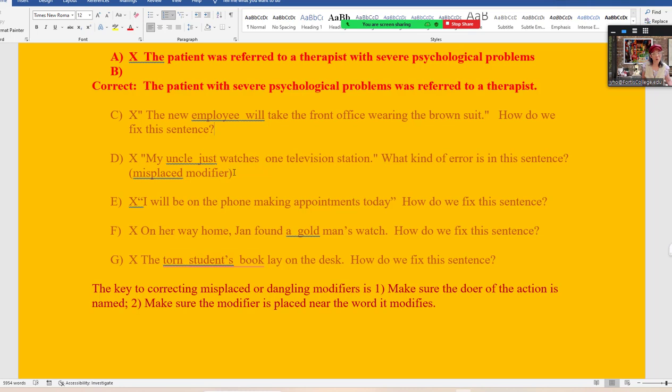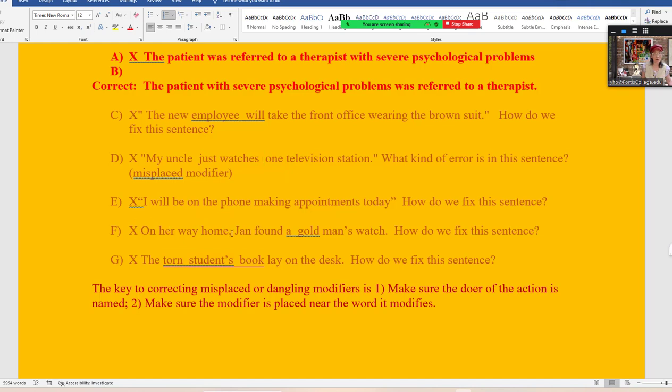My uncle just watches one television station. And so here, 'just' is in the wrong place. Here you want to say, my uncle watches just one television station. And this is a misplaced modifier. And so what kind of error is this? This is a misplaced modifier. Now I have to put the mistake back for the next student, for next semester, so that the next student can guess what's wrong with that.